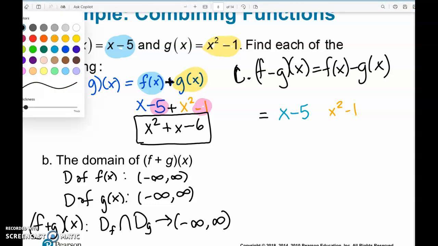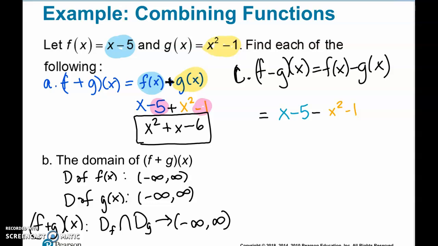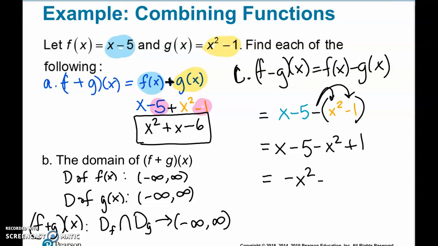But this time, instead of addition, we have the subtraction of the second function. So we have to subtract this whole function. When you're doing subtraction, that means you're subtracting everything here, so it's going to change the signs on each of the terms. So we'll get this. And now when I combine like terms, I would end up with this as the answer here.